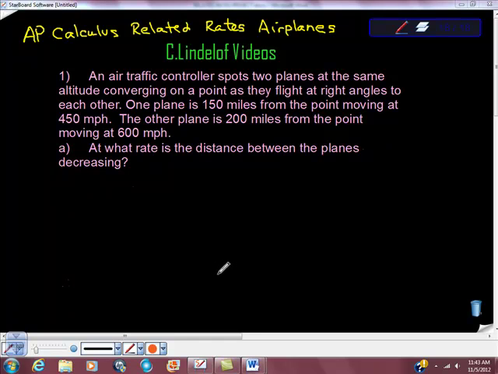All right, AP Calculus related rates problems. Here's the airplanes problem. An air traffic controller spots two planes at the same altitude converging on a point as they fly at right angles to each other.